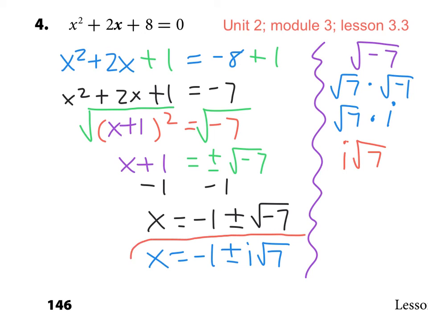This is our final answer. We have negative 1 plus, actually let's get the pointer tool out. We have negative 1 plus i radical 7 and negative 1 minus i radical 7.